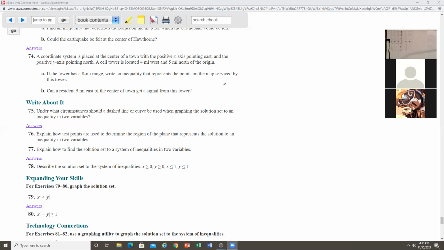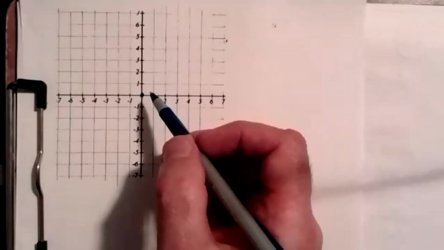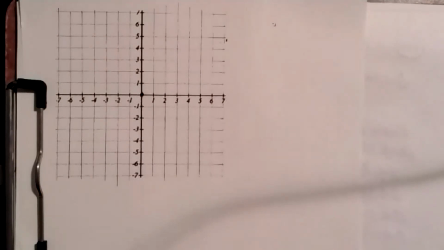Now, positive x-axis points east, positive y points north. The cell tower is located 4 miles west and 5 miles north of the origin. So if the center of town is at the origin, what was that again, that cell tower? Was it 4 west, 5 north, or was it 5 west? 4 west, 5 north.